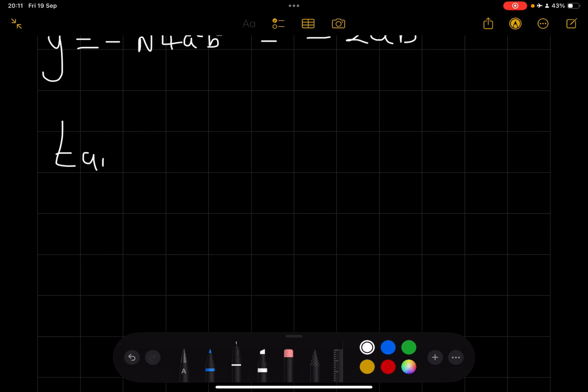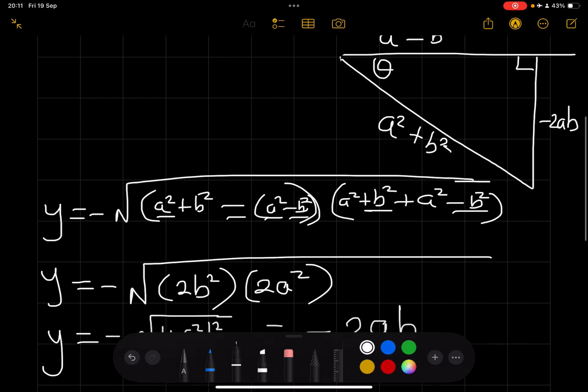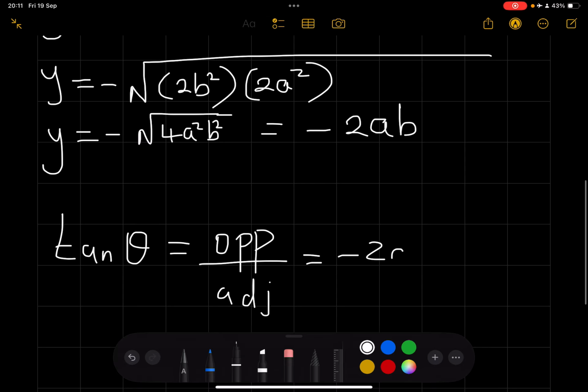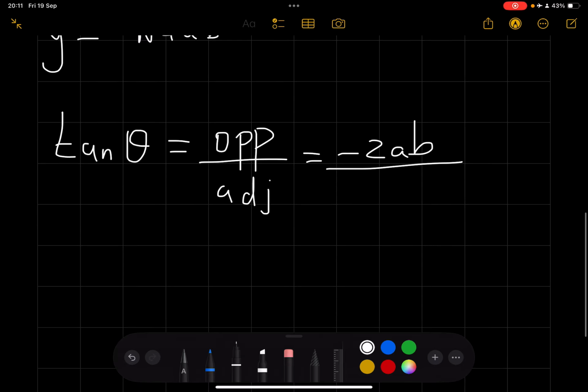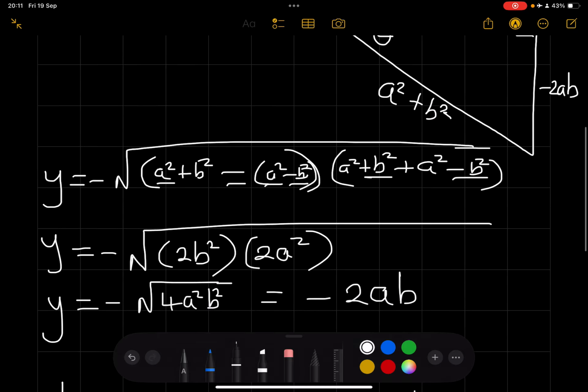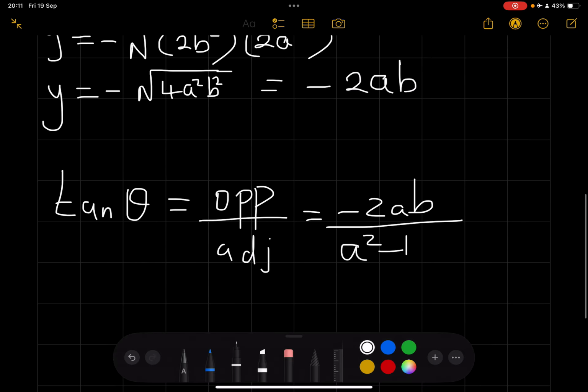We can easily get tan theta. Tan theta is opposite over adjacent. The opposite is what we just found, negative 2ab, all over the adjacent, which is a squared minus b squared. And that's finito, ladies and gentlemen. We have represented that as tan of theta. All right. Thank you.